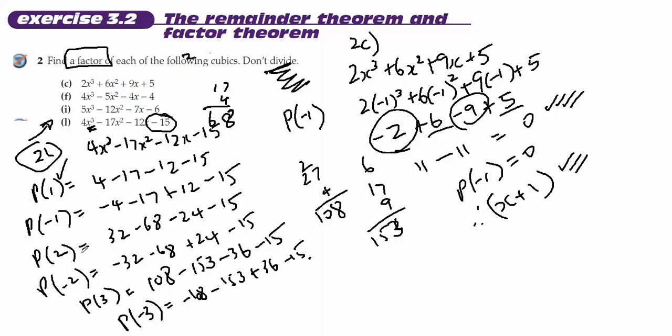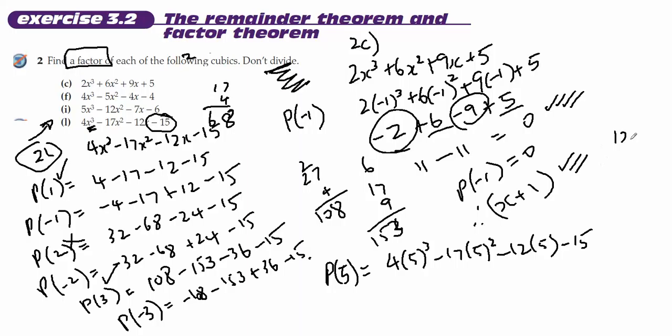1 could go into 15. 3 could go into 15. 4 couldn't. 2 couldn't. So I need to use p of 5. P of 5 is going to equal 4 times 5 cubed minus 17 times 5 squared minus 12 times 5 minus 15.